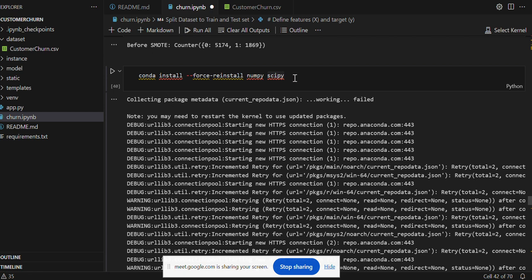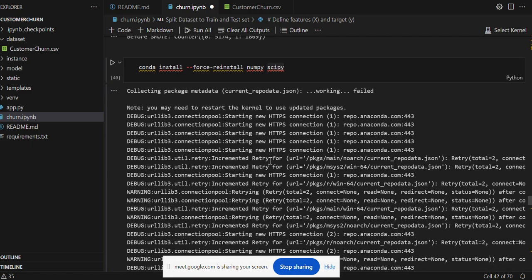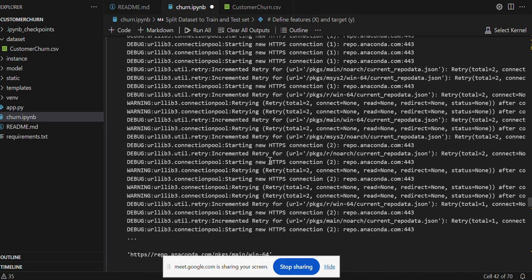So the next line, you don't need to worry about it. I was forcing some installation on my system due to the fact that some of my libraries were old.